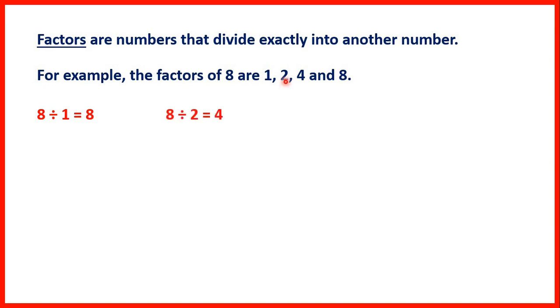We can divide 8 by 2 to get 4 with no remainder. We can divide 8 by 4 to get 2 with no remainder. And we can divide 8 by 8 to get 1 with no remainder.